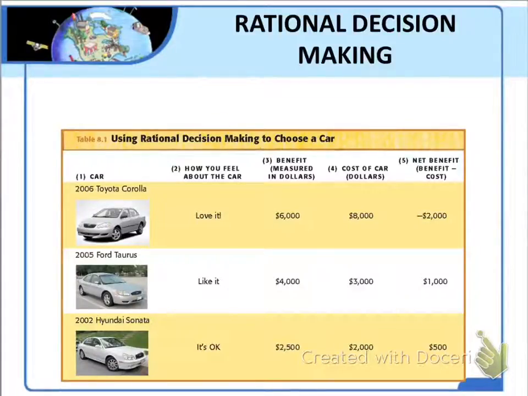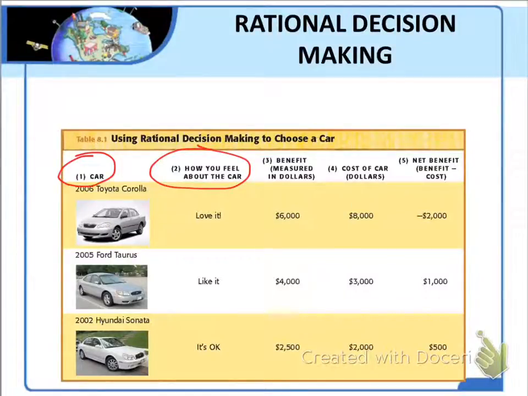Suppose you are choosing among 3 used cars, demonstrated here. The table in front of you gives information about the benefits and costs that will help you to make a rational decision in this particular case. So the first column right here lists the 3 cars you can choose from. Column 2 indicates how you feel about each car.